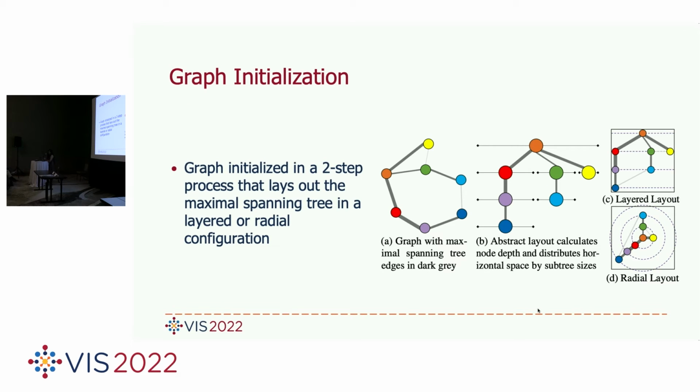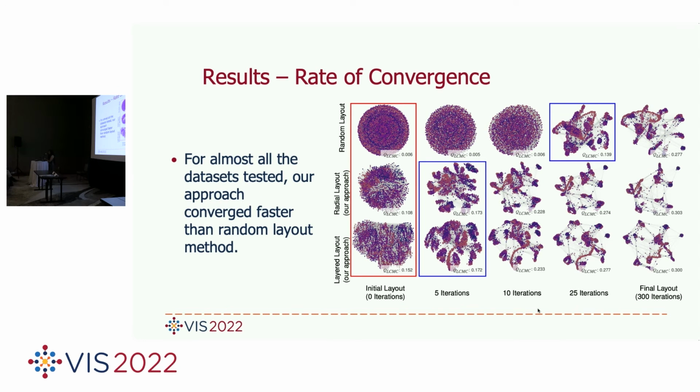In general, D3 uses random node positions to initialize the layout. We improve this approach by utilizing a tree structure, either layered or radial. The result of that modification is twofold. First, it improves the rate of convergence. For almost all data sets, our approach converged faster than the random layout. The visualizations in the blue box show that.